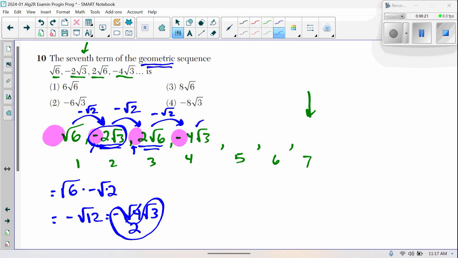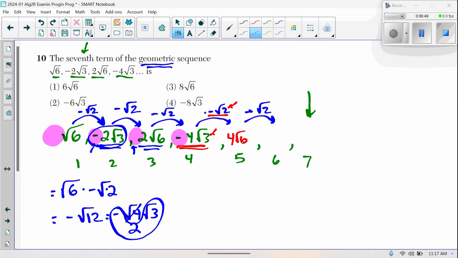I can multiply this fourth term times negative radical 2 and get the fifth term, and vice versa. But I think then I've got to keep on simplifying and whatnot. So, I mean, let's go ahead and do it. Why not? Okay, let's now multiply this term times negative radical 2. A negative times a negative is positive. It's going to be 4 radical 2 times radical 3 is radical 6.